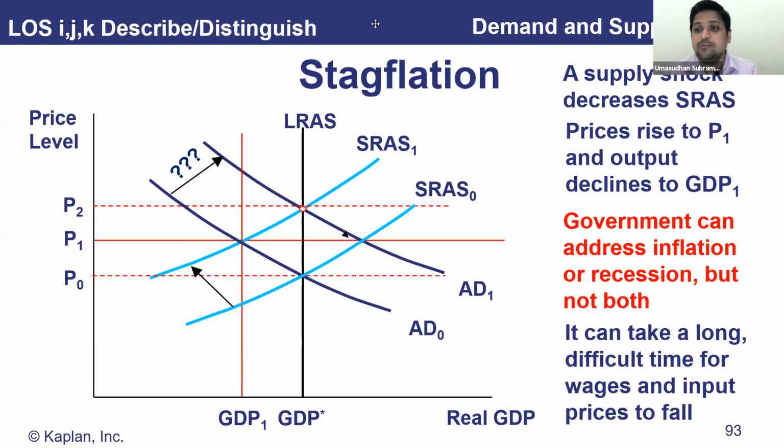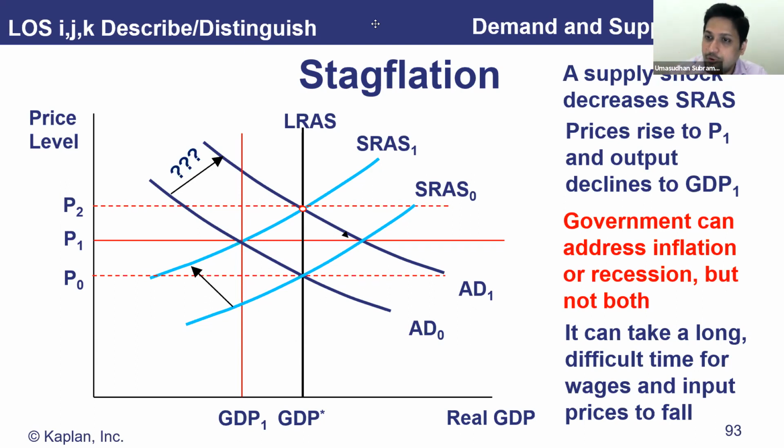On the other hand, you have recession. Why recession? Because supply is restricted. When the supply is restricted, do you produce less or do you produce more? If the supply is reduced, will you produce less or more? Very simple question. You produce less.